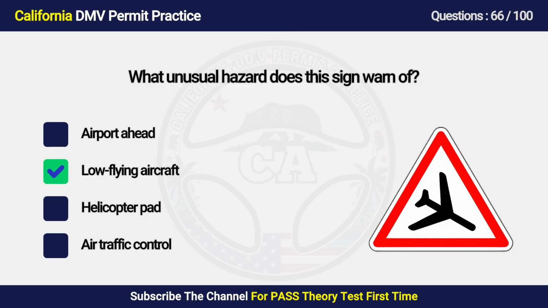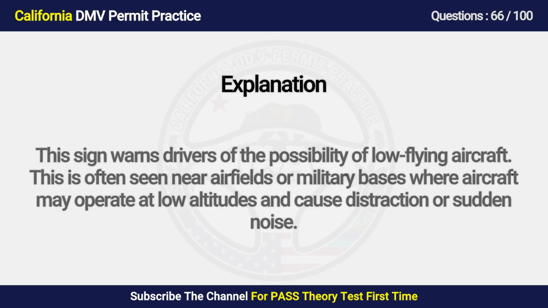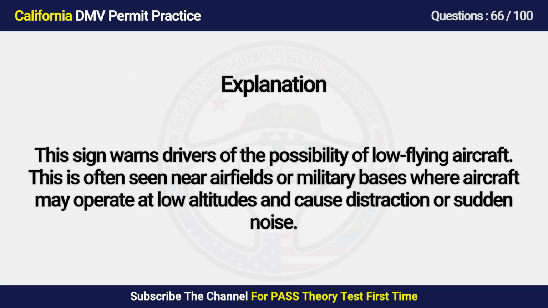Answer is B. Low-flying aircraft. This sign warns drivers of the possibility of low-flying aircraft. This is often seen near airfields or military bases where aircraft may operate at low altitudes and cause distraction or sudden noise.